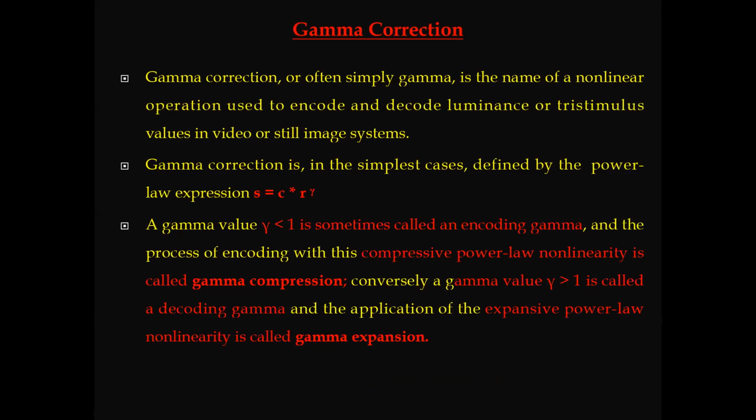Gamma correction in the simplest case is defined by the power law expression S equal to C into r power gamma. A gamma value less than 1 is sometimes called encoding gamma, and the process of encoding with this compressive power law nonlinearity is called gamma compression. Conversely, a gamma value greater than 1 is called decoding gamma, and the application of the expansive power law nonlinearity is called gamma expansion. So gamma less than 1 means compression; gamma greater than 1 means expansion.